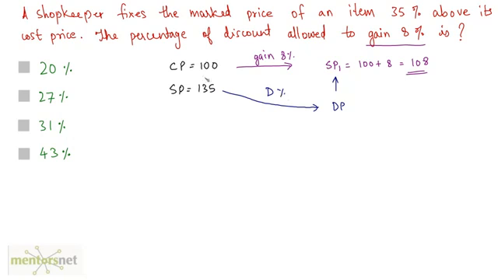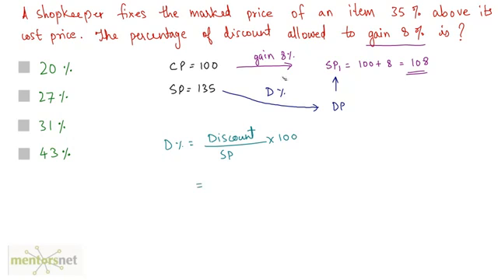So let me again review this. You have the cost price, you increase that cost price by 35%. So we have the new selling price, and on this new selling price, that is the marked price, you give some discount so that you get a gain of 8%. So we want this discount percent. So discount percent is equal to the discount which is calculated on the selling price. So discount upon the selling price times 100.